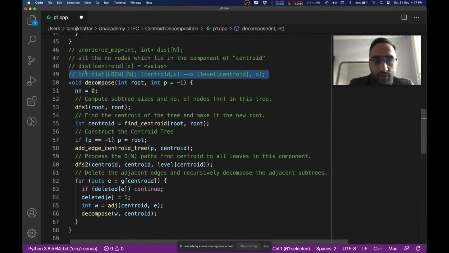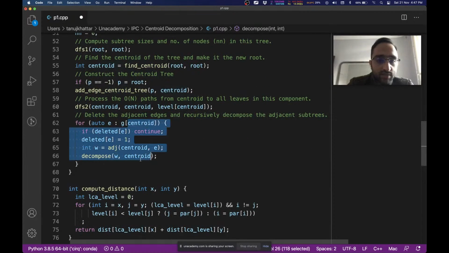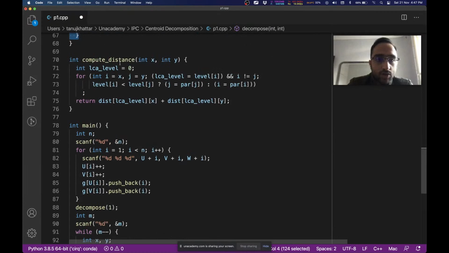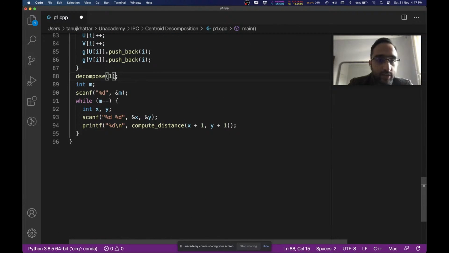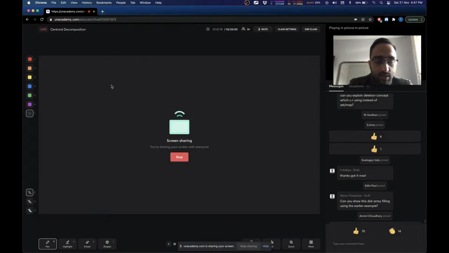So this is the whole idea of maintaining the distance array. A distance of level comma x just represents the distance of a centroid from a node x. Okay. So this is the decompose function. Moving on to the compute distance. Once we have done the decomposition, we start reading the queries.